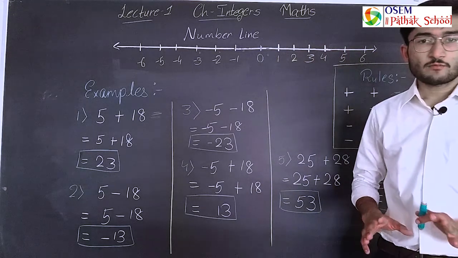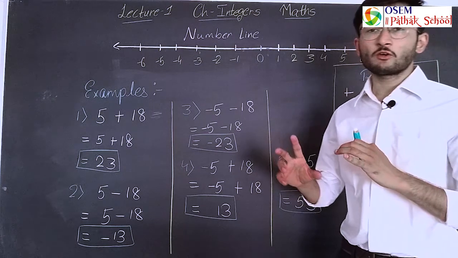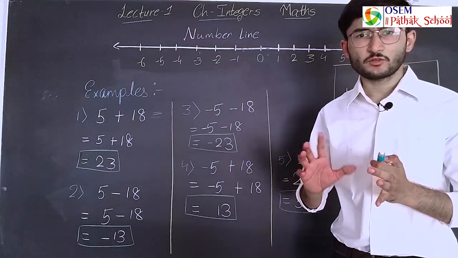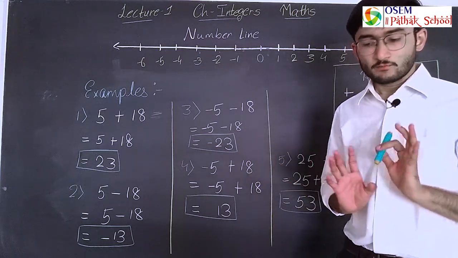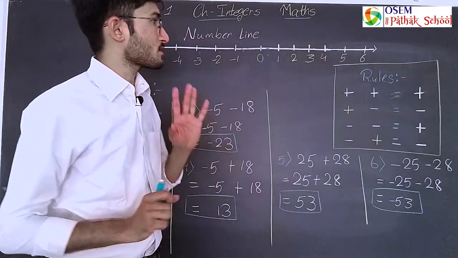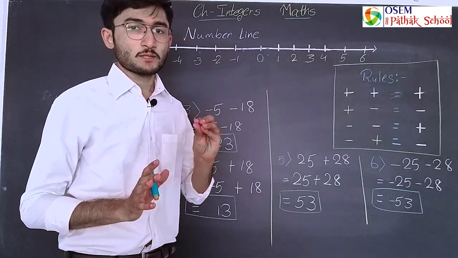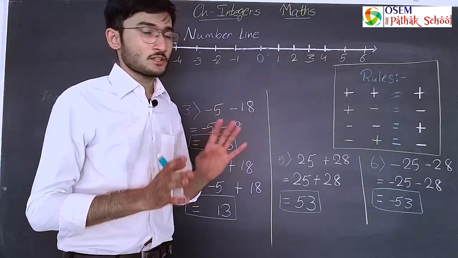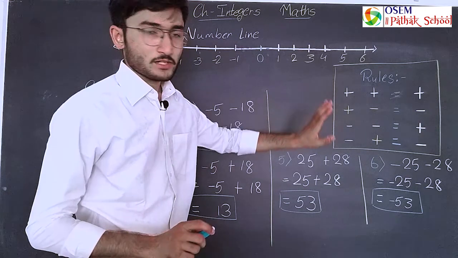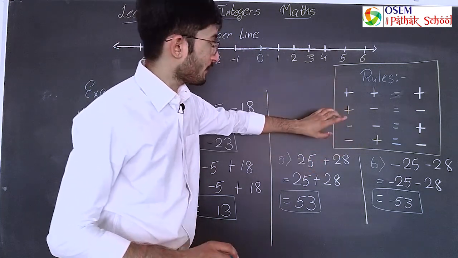Students, as we have discussed the positive integers and the negative integers, now we move on to solving some examples for addition and subtraction. Before that, we should learn a general rule for addition and subtraction only. For multiplication and division it will be a different one. So for addition and subtraction, there are 4 simple rules to keep in mind.